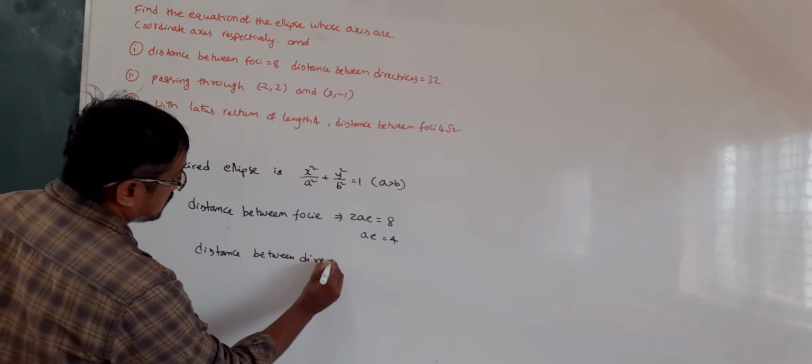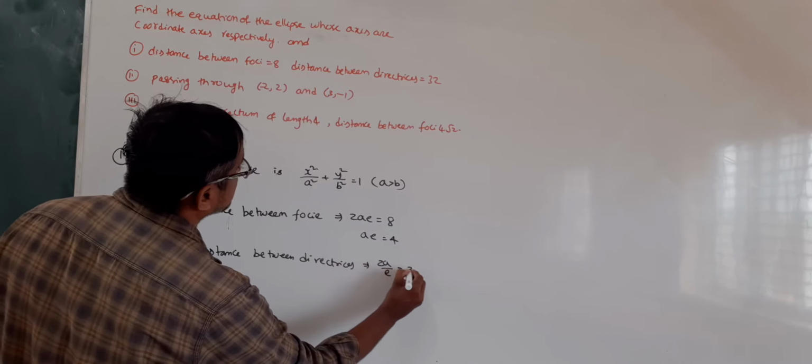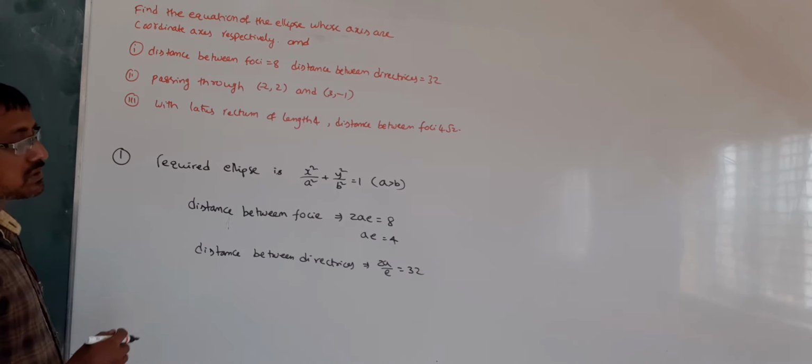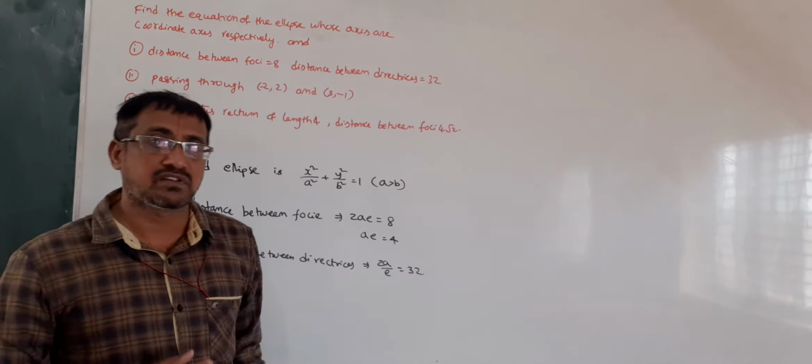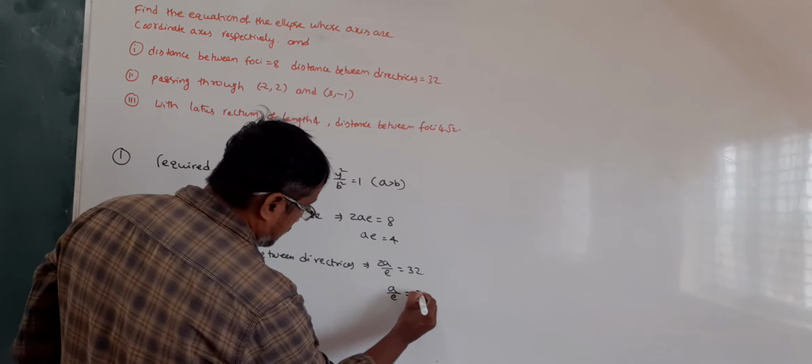And distance between directrices is 2a by e, that is given 32. You have to find the ellipse equation. Now that means a by e is equal to 16.